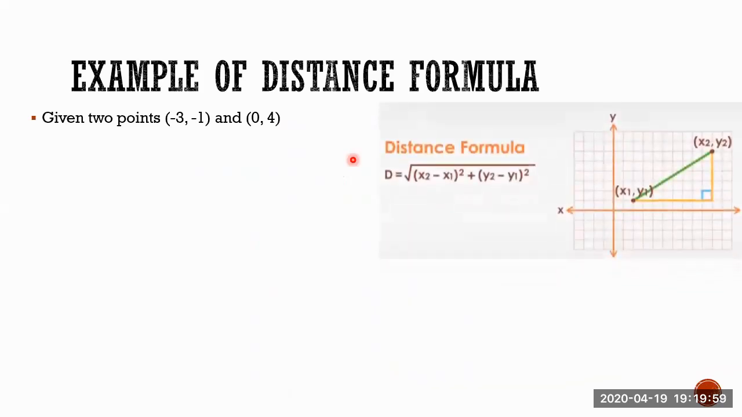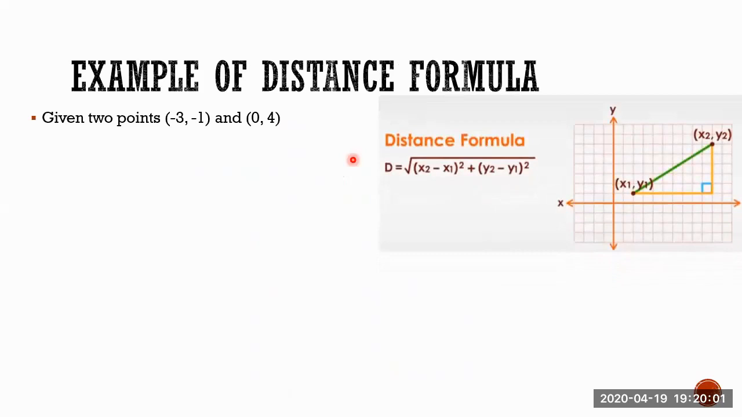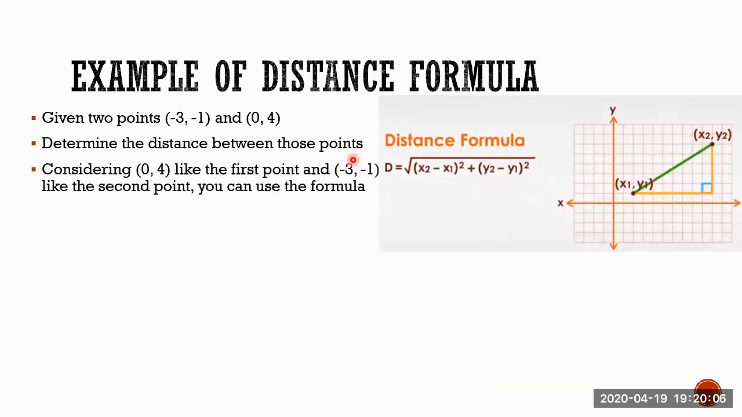Okay, you have to choose one of those as your first point. This is the first thing, and it doesn't matter which one is your first point. I'm considering right now (0, 4) as the first point, and (-3, -1) as the second point. So you can use the formula now.